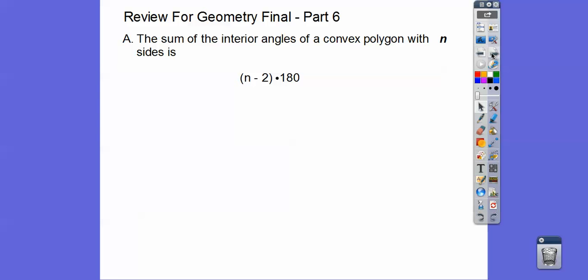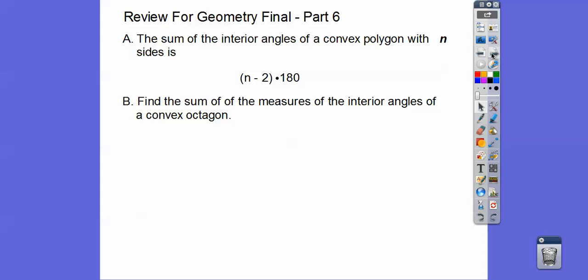So the sum of the interior angles of a convex polygon that has n sides is n minus 2 times 180. So find the sum of the measures of the interior angles of a convex octagon. Okay, octagon is 8 sides, so we're going to do 8 minus 2 times 180, which is 6 times 180, which is 1080.